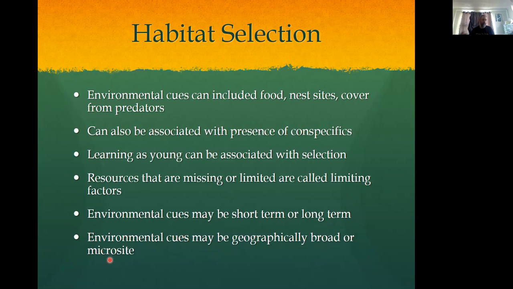call microsite. So within a habitat, an animal might look for, again, going back to the idea of standing water, right? What's around that standing water? Is there standing water with cover and escape zones, or is it standing water that's out in the open, right? Different animals might look for different things within those little microsites.